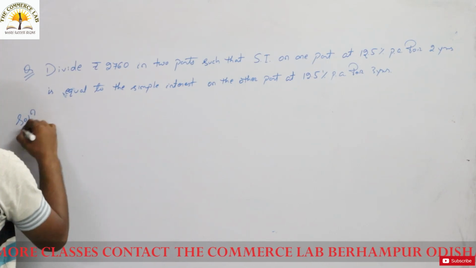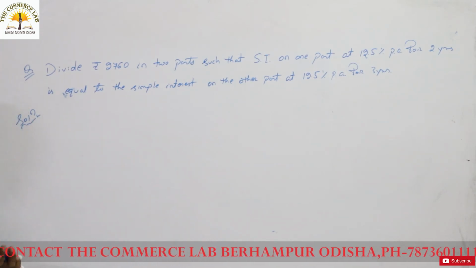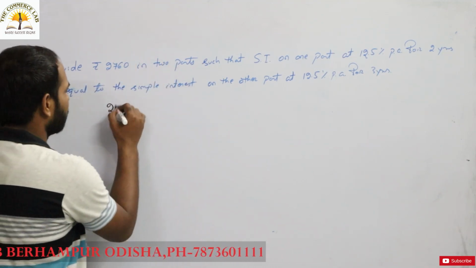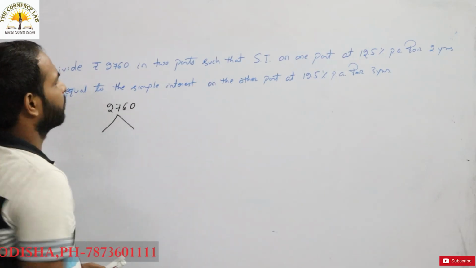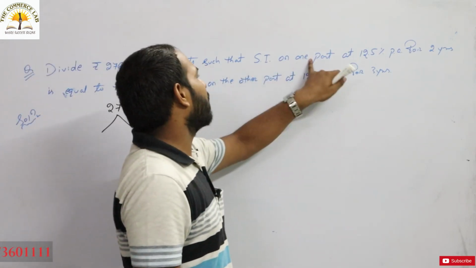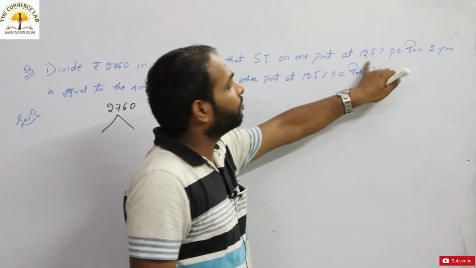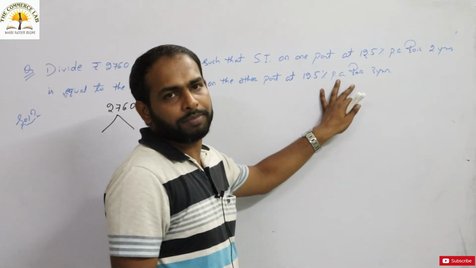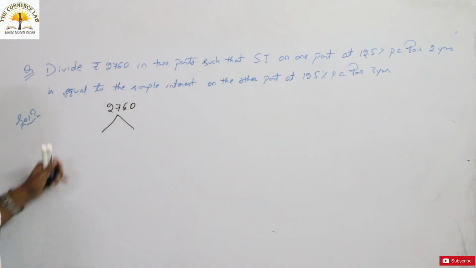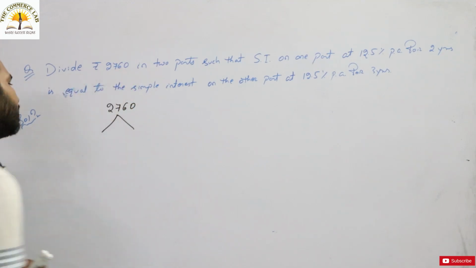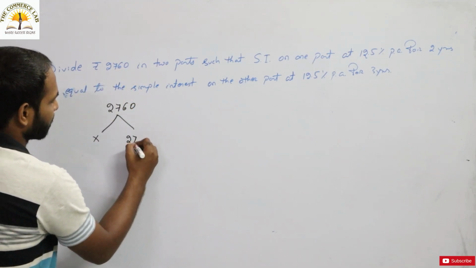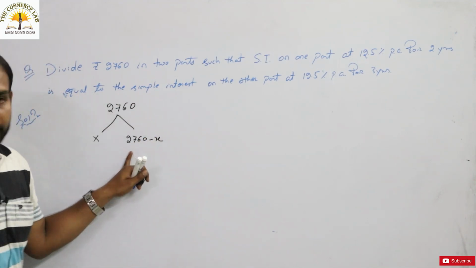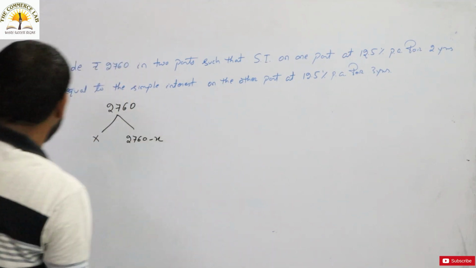So come for the solution part. So here what is given? Now divide 2760 rupees in two parts. We have to divide 2760 in two parts such that simple interest on one part at 12.5% per annum for 2 years is equal to the simple interest on the other part at 12.5% per annum for 3 years. So first divide 2760 in two parts. The first part is x, second part must be 2760 minus x.